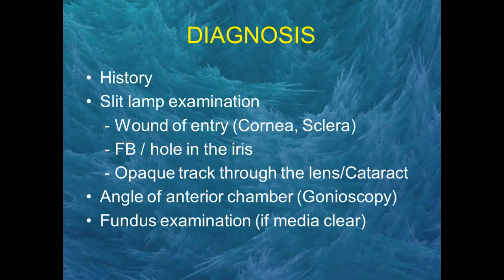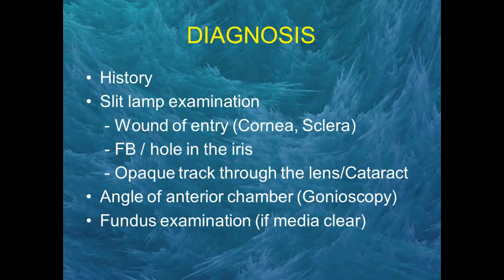So how do we diagnose whether a patient has an intraocular foreign body or not? First, we need to start by taking a detailed history. The patient will give a history of injury with a foreign body with a severe impact. So that is very important.